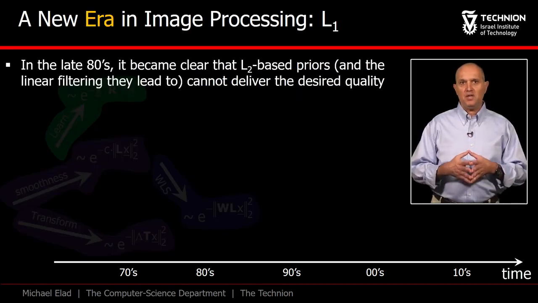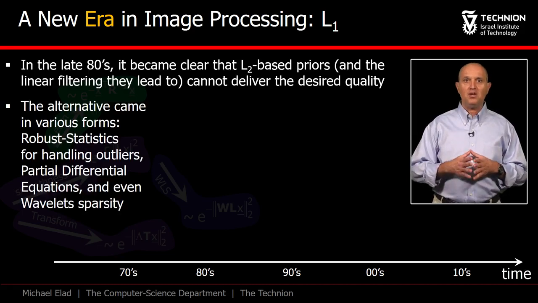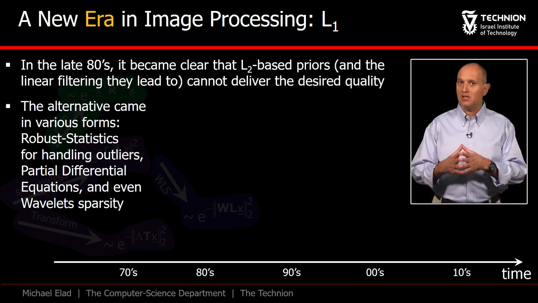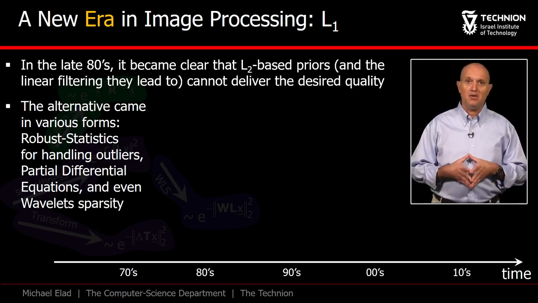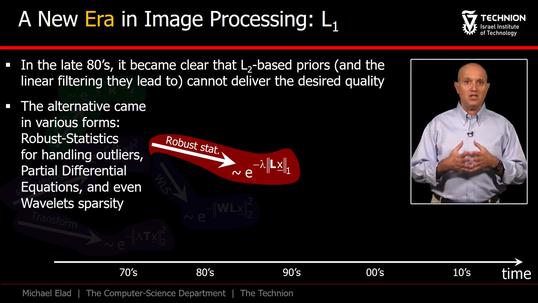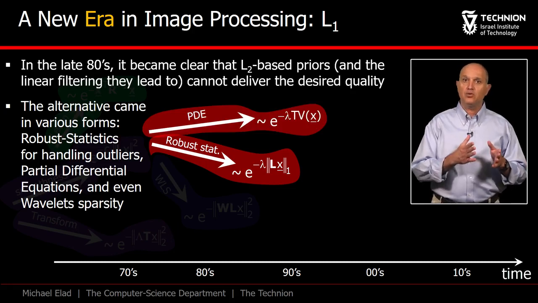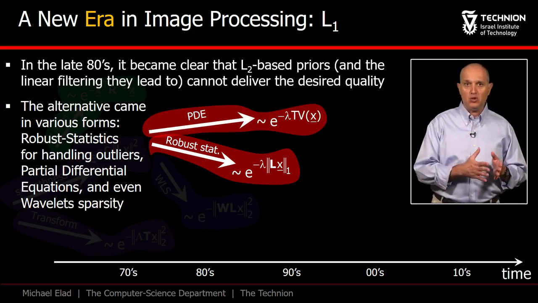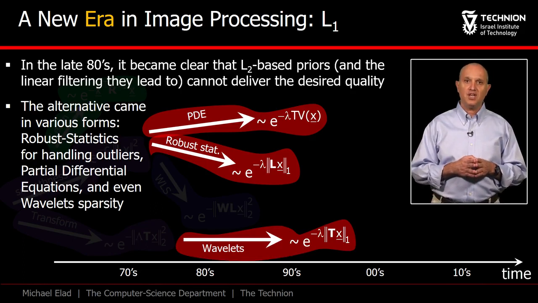In the late 80s and during the 90s, the above rationale matured into a clear departure from the L2-based priors. No more Gaussians. The alternative came in various forms, emerging from robust statistics, borrowing ideas from partial differential equations, and yes, sparsity came into our lives. Here is the robust statistics prior, which better handles outliers such as edge pixels. Here is the total variation penalty that is tightly related to partial differential equations. This penalty simply accumulates the absolute gradients all over the image. And here is the first sight of sparsity, suggesting that wavelet coefficients should be few.